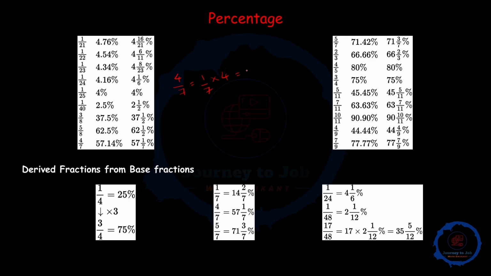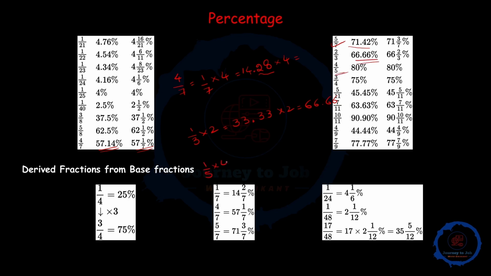So 1 by 7 is, we know, 14.28, not exactly this, an approximate value. Into 4, you will get 57.14, or 57 1 by 7 percentage. Like this we will get derived fractions. 5 by 7 is 1 by 7 multiplied with 5, you will get this. 2 by 3. 2 by 3 means 1 by 3 into 2. 1 by 3 is, we know, 33.33, into 2, 66.66. Okay.